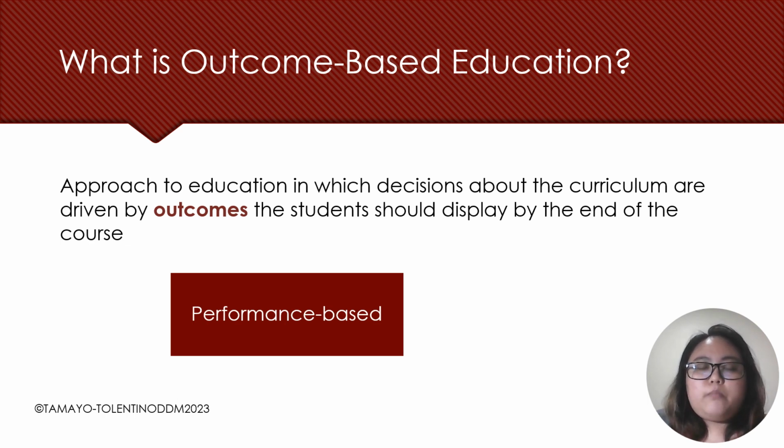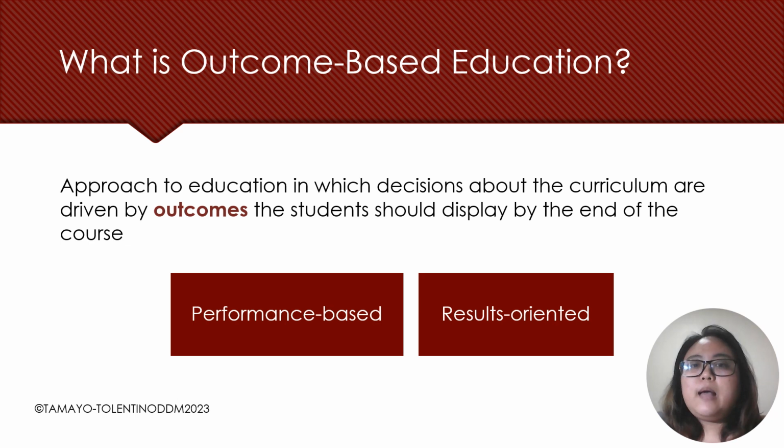OBE also places emphasis on the product rather than the educational process. For OBE, product defines the process. That is why it is also known to be results-oriented thinking. When compared with input-based education, which is the traditional approach, the traditional approach puts emphasis on the educational process, and whatever the product is or whatever the result is, we accept that. With results-oriented thinking, the outcomes agreed for the curriculum guide what is to be taught and what is to be assessed.